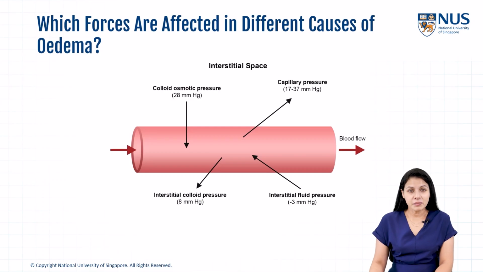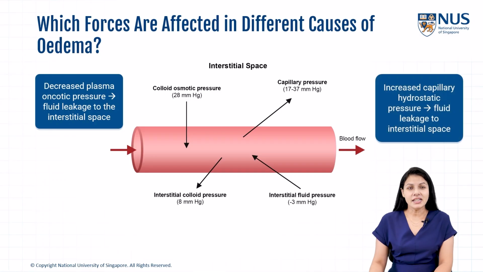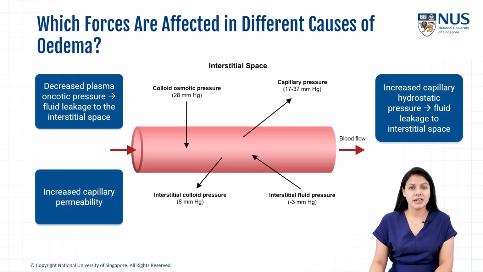You have learned multiple causes of edema. All these can be grouped under one or more of four fundamental mechanisms. So, decreased plasma oncotic pressure, which is less pulling back into capillaries; increased capillary hydrostatic pressure, which is more pushing out of fluid into the interstitium; increased capillary permeability, which is leaky vessels; and lymphatic obstruction, which impairs removal of interstitial fluid.